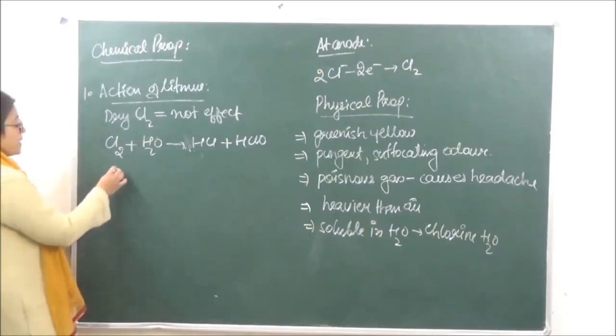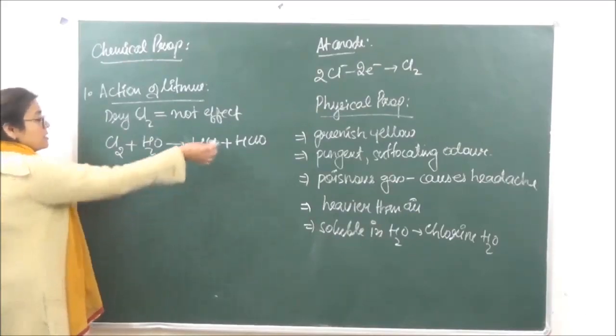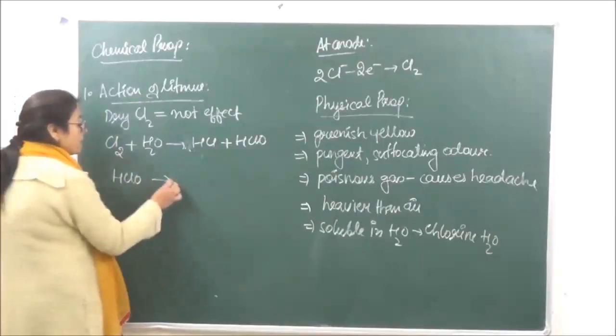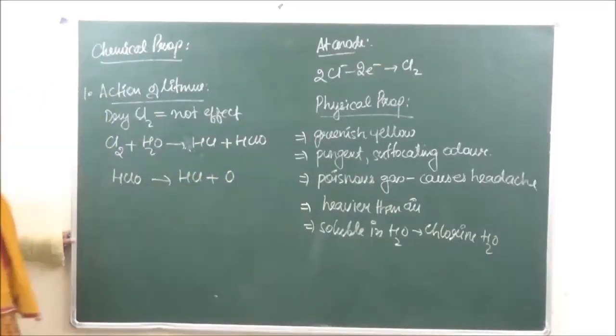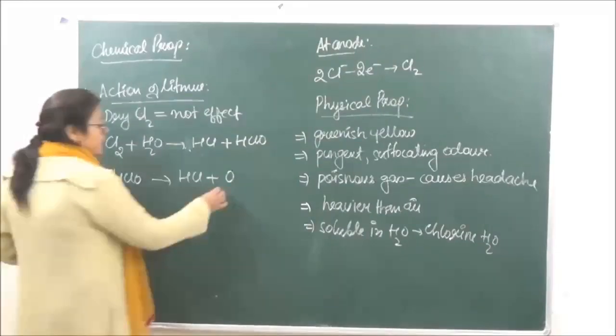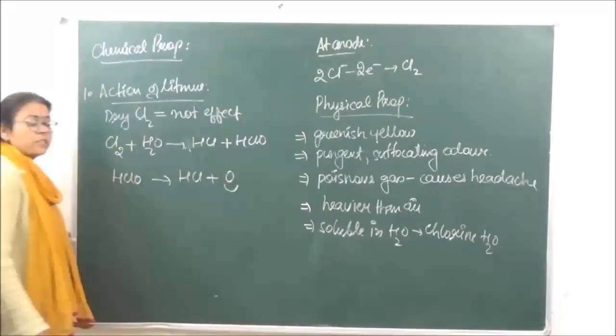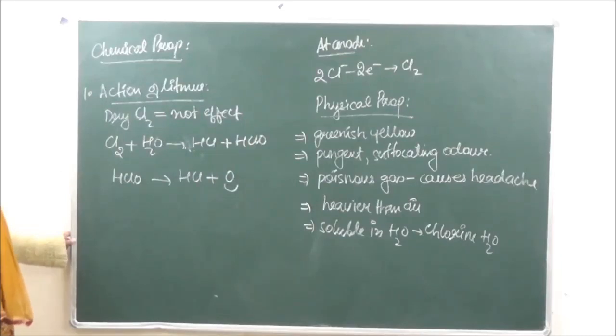Now why is that happening? That is because the HOCl which is formed over here will decompose into HCl and oxygen. So it is this nascent oxygen which is responsible for the bleaching action of the litmus paper. ठीक है?